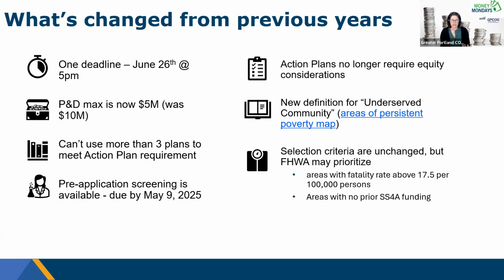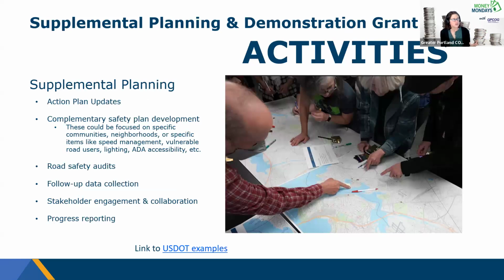The selection criteria are more or less unchanged for these planning and demonstration grants, but they may prioritize areas with fatality rates above 17.5 per 100,000 people. And we're around 7 or 8 per 100,000, so we're lower. They also might prioritize areas with no prior funding, and we have received funding. So these things could work against us, but again, that's what they do in the very last round. So if you've made it through a couple of hoops and then you get to the end, this is where you might be eliminated.